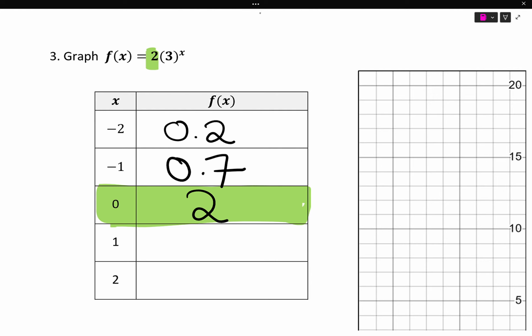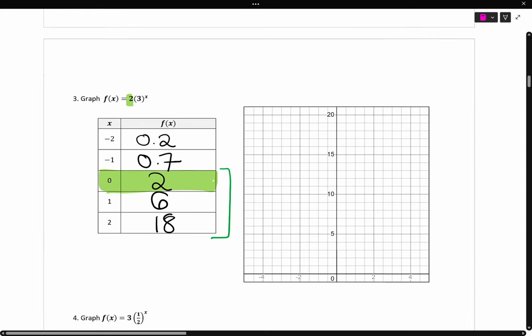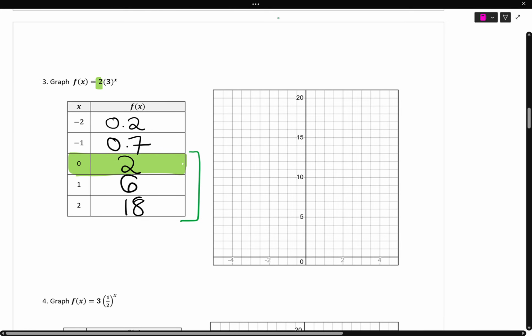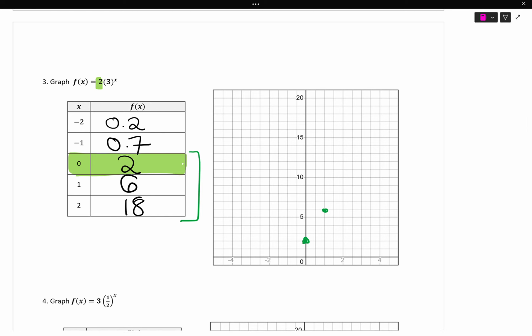When I raise it to the power of 1, I get 6, and the power of 2 is 18. I'm only going to graph these 3 points, because they're whole numbers. 0, 2, 1, 6, and 2, 18. Beautiful.